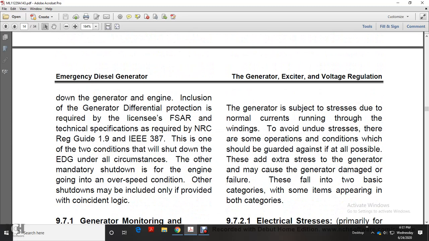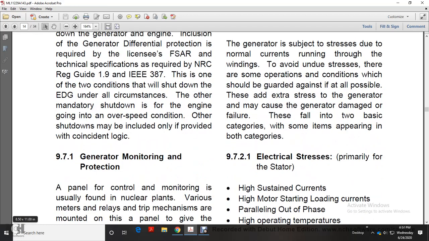In conclusion, generator differential protection is required by the FSAR license and technical specifications, and by the NRC regulatory guide and IEEE 387. These one and two conditions will shut down the emergency diesel generator under all circumstances. The other mandatory shutdowns, such as the engine going into an overspeed condition, and other shutdowns may include only applied coincidental logic.